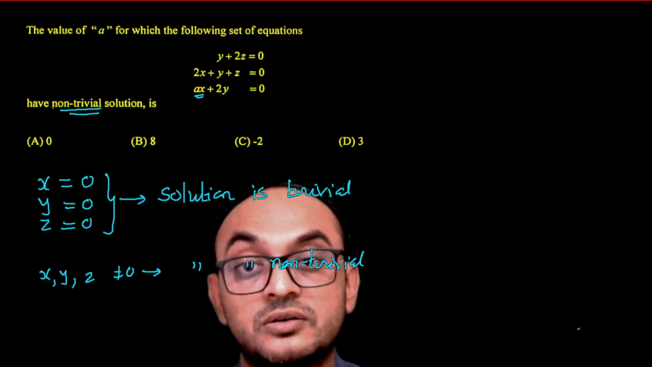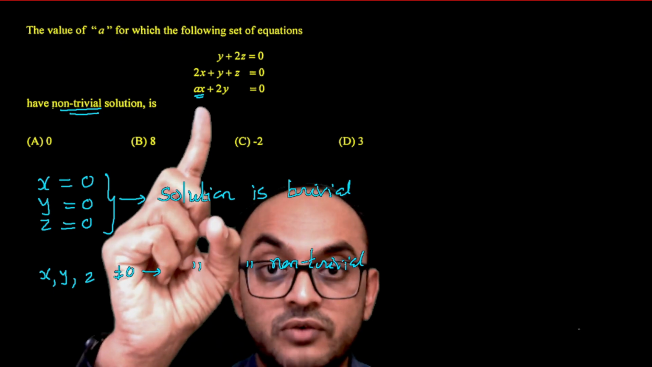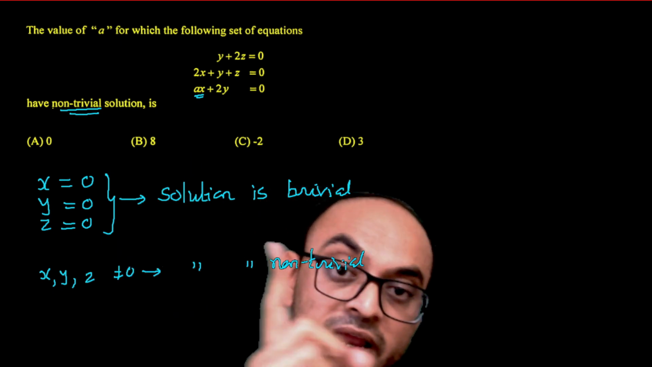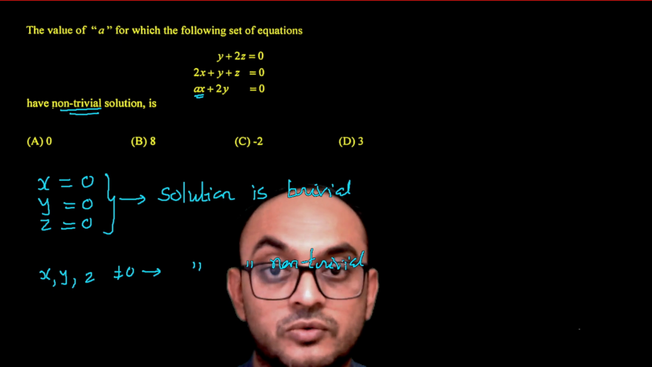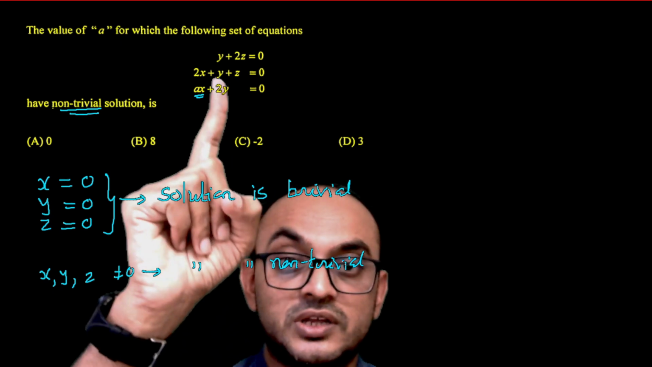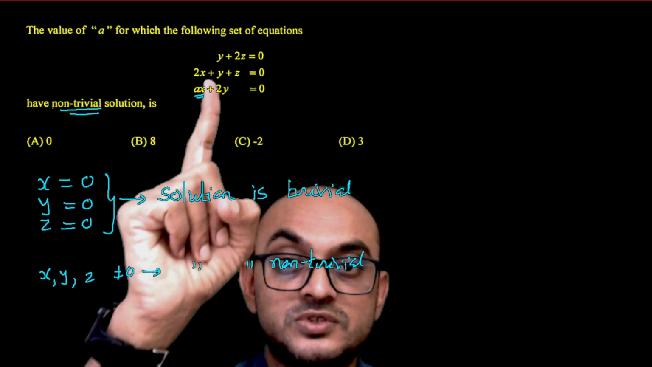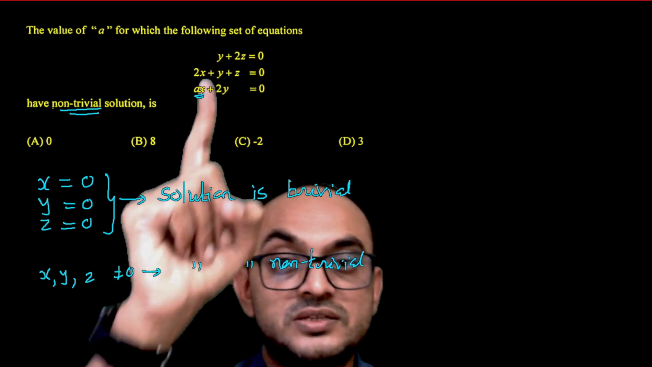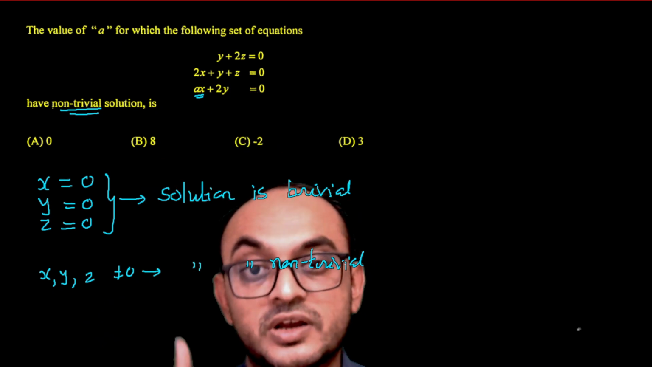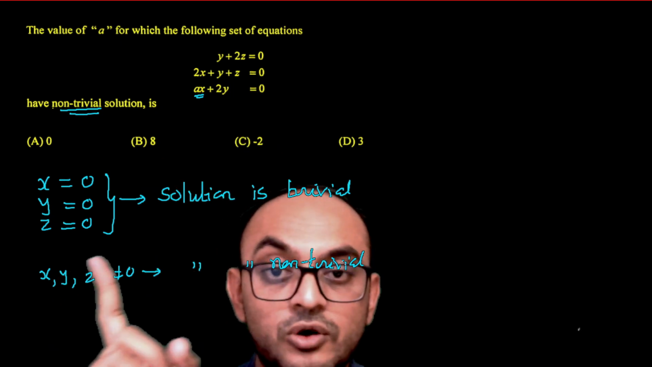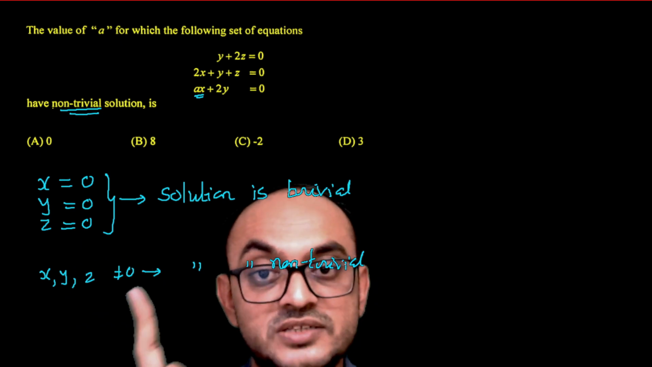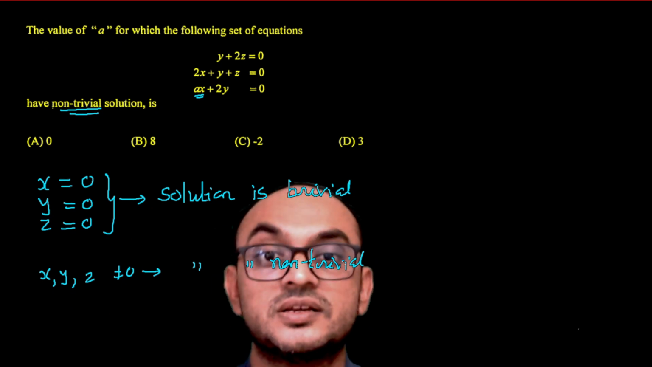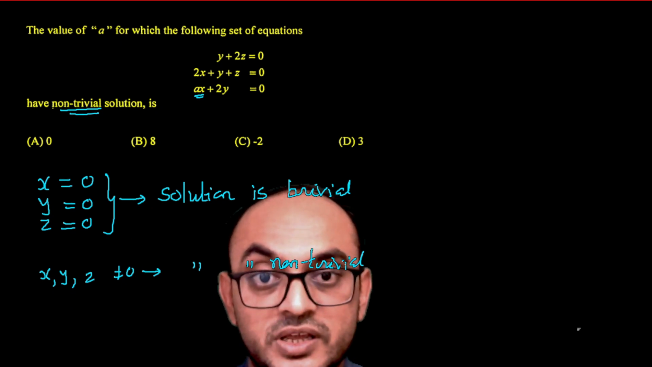So what is our goal here? Find the value of a for which any one of x, y, z is non-zero. See, what is the trivial solution? In this system, if you substitute x equal to 0, y equal to 0, z equal to 0, then for any value of a, that is the solution. But now we are interested in a different kind of solution. So suppose the system has this kind of solution, then what is the value of a? That is the question here.